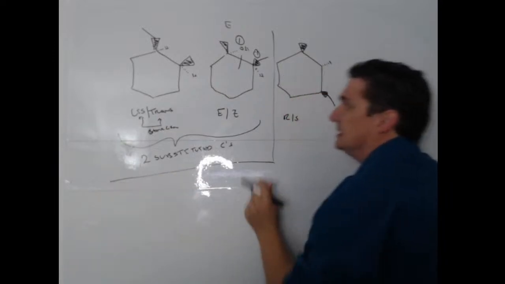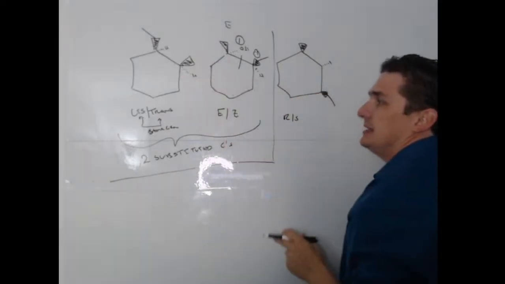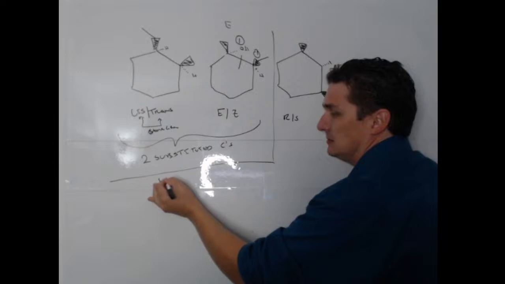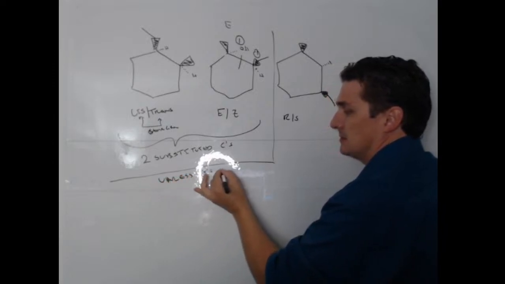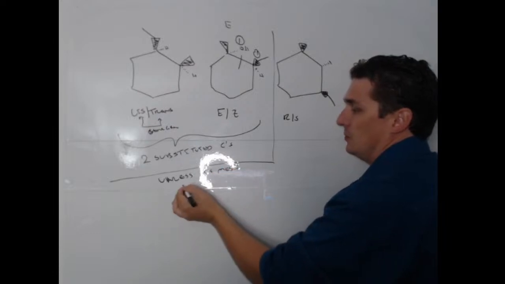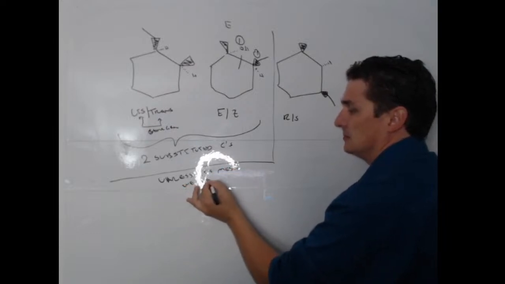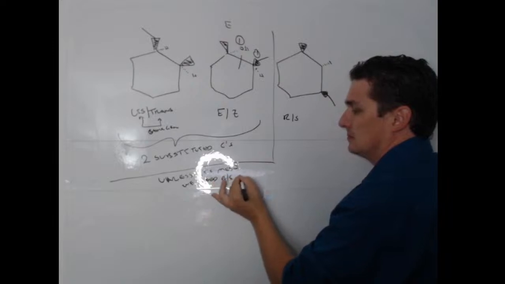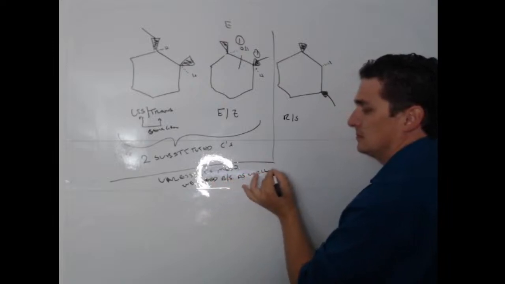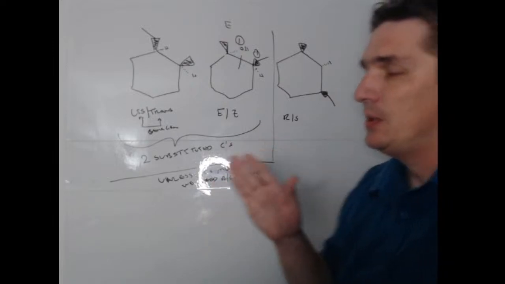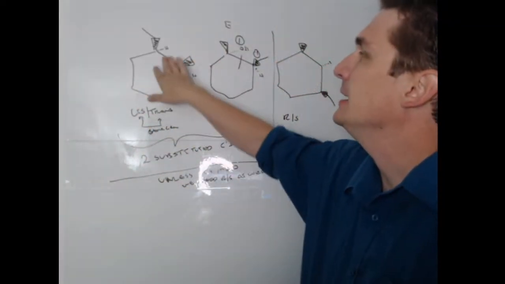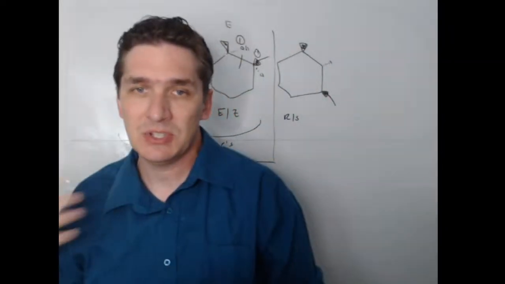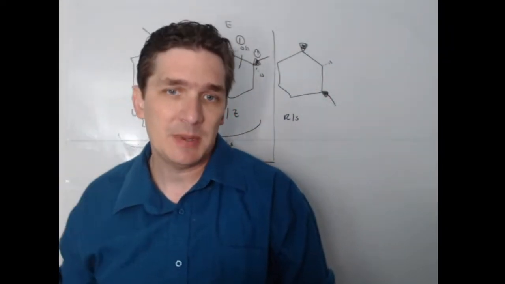But that said, when we get substitutions like this, unless it's meso, we need RS as well. The reason why we can get away with meso compounds not needing the R and the S is that there is no stereoisomer there. So we don't have to specify which one is which.